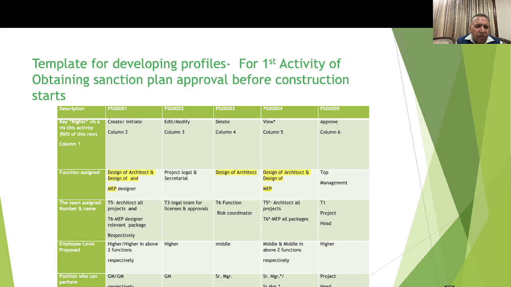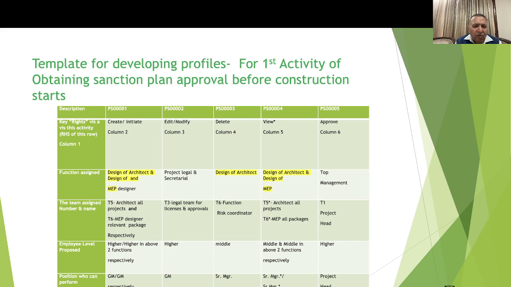The next row is which teams are assigned and their team numbers in this template. In column number 2, I have indicated architects for all projects, and MEP designers for the relevant packages, who can initiate this work. The legal team for the licensing. There are a number of teams within the legal function. So what I am indicating is the legal team which is dedicated to obtaining licenses and approvals.